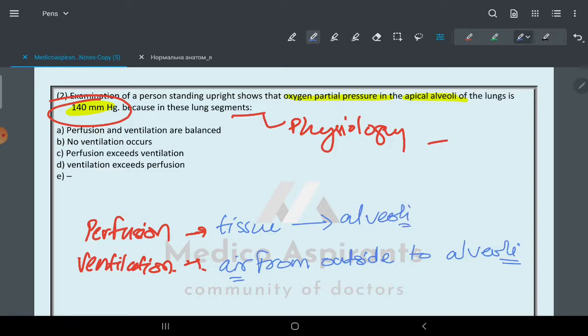So how can you easily remember what perfusion and ventilation are? Everyone says that there is not proper ventilation, or that the patient is on the ventilator. So whenever the term ventilation is given, it is the external source. And perfusion you can simply correlate with diffusion, passive diffusion. So the question is asking about the oxygen partial pressure of the apical alveoli, 140 mmHg, in a person standing upright.